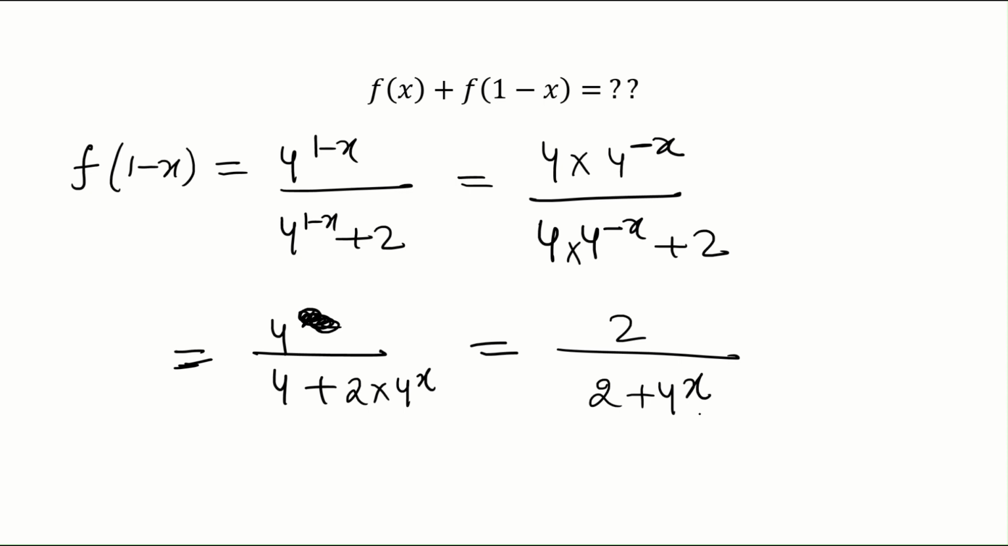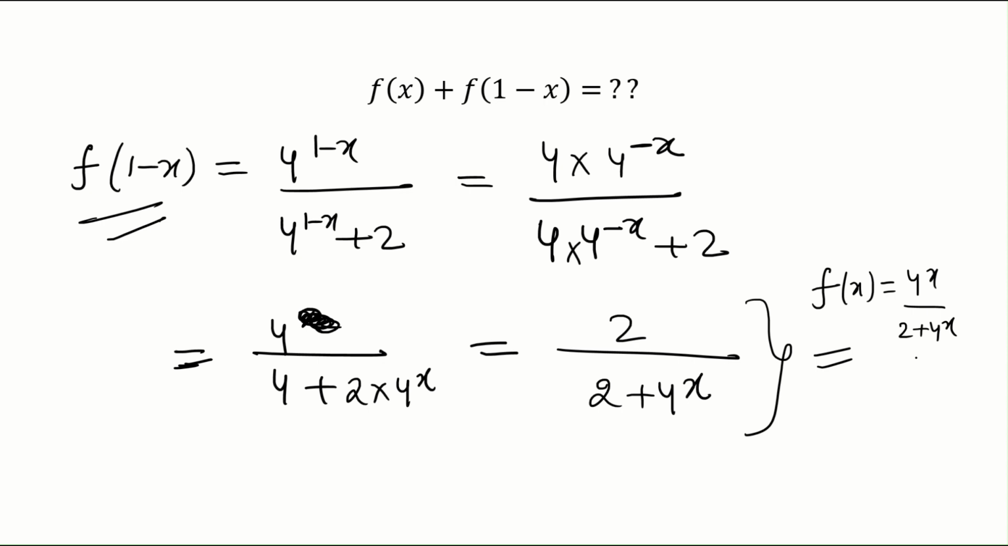And this is exactly what I was saying, that this is a particular combination that's really going to work for us, because f of 1 minus x is looking a lot like f of x. If you remember, f of x was 4 raised to the power x divided by 2 plus 4 raised to the power x. So in case of f of 1 minus x and f of x, we have exactly the same denominator, and this is really going to work for us. So what we do here is, let's write down both the values.